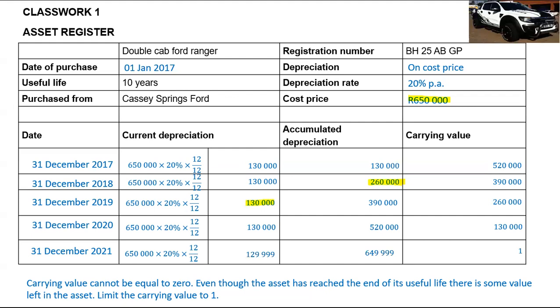And I will stop depreciating from there because I can't depreciate. Even if I depreciate, I'll have to limit my depreciation to last year's carrying value minus one, which will give me zero. So there's no value left here. That's why I'm going to leave it at one for as long as I'm using this asset, it means that I can't depreciate it anymore.